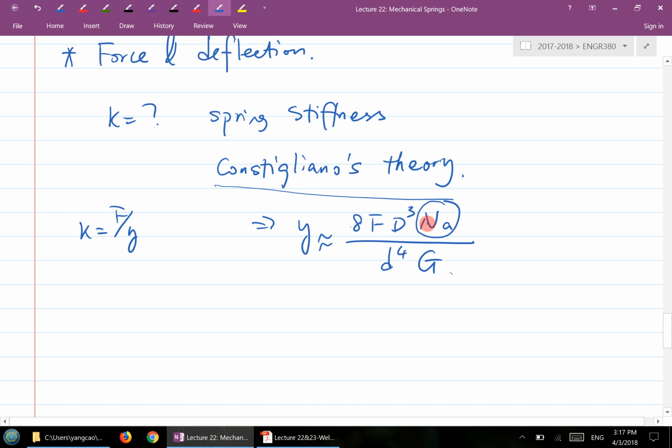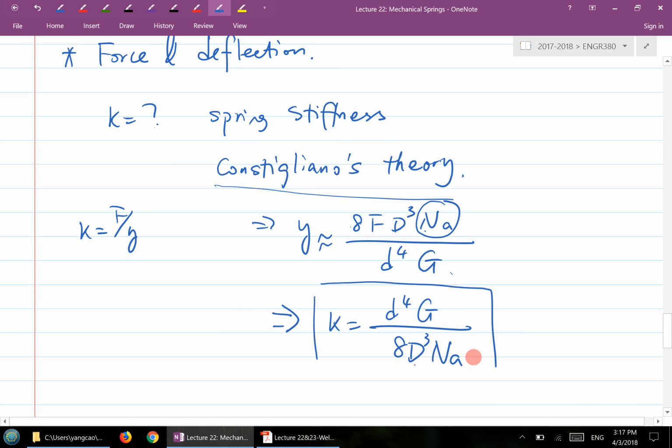So then I can derive K equal to d to the power 4 times G, over 8 D to the power 3 times Na. So that's basically the calculation of the spring stiffness formula.